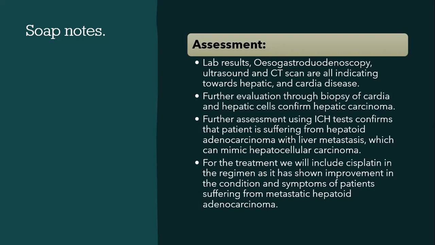As a treatment plan, we would include cisplatin in the regimen as it has shown efficacy in metastatic hepatoid adenocarcinoma in many clinical trials and case studies.